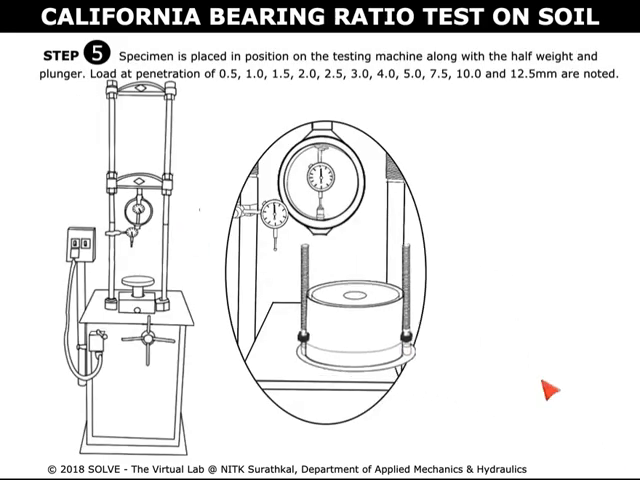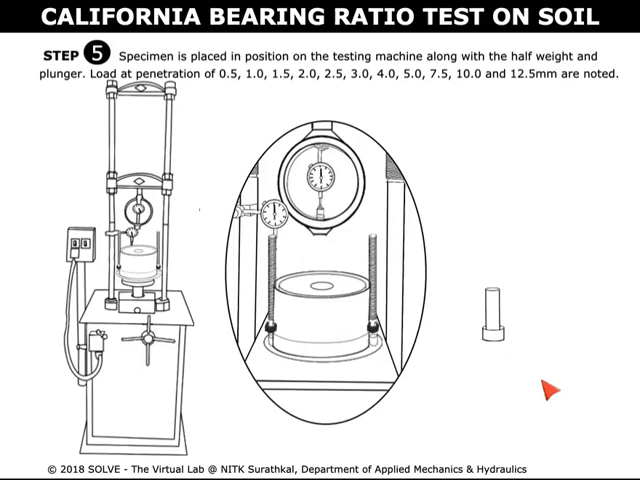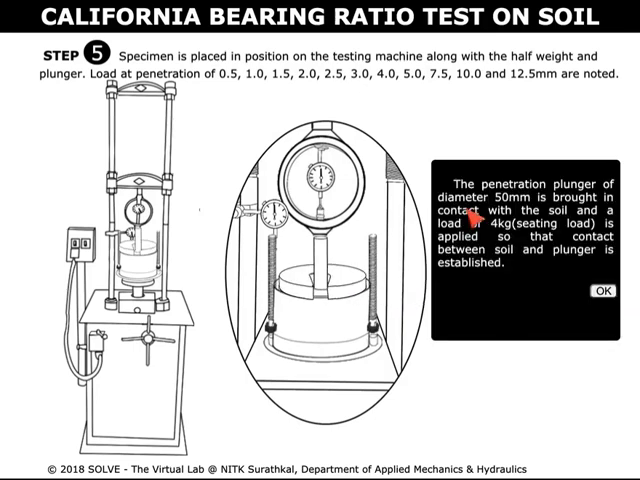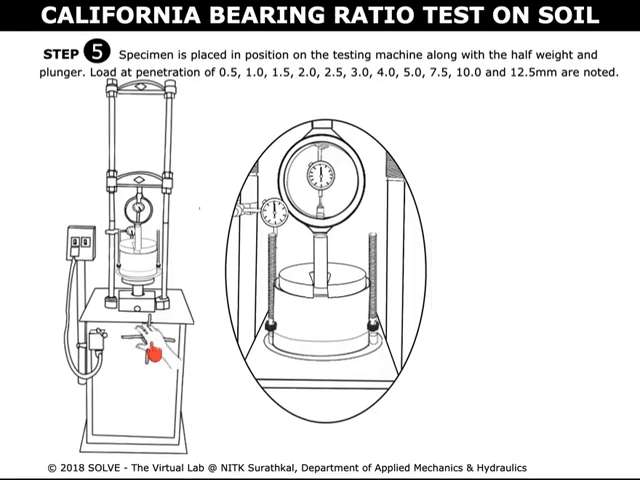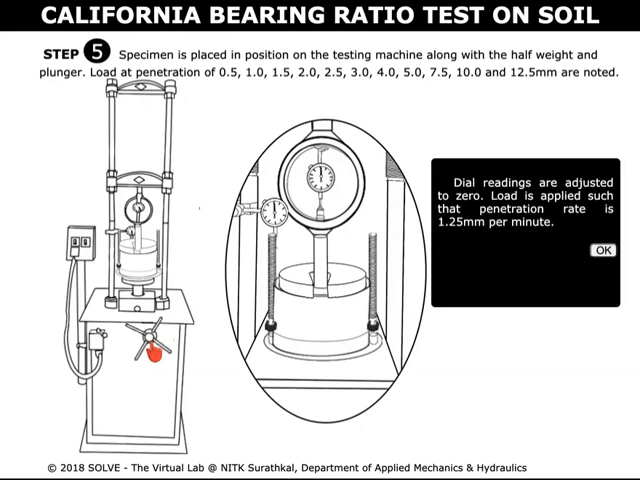Click on the specimen to place it in its position in the testing machine. Click on the plunger to place it in its position in the machine. Click on half weight to place it in its position. Read the instruction that appears here carefully and click on OK. Click here to apply the load at a penetration rate of 1.25 mm per minute. Read the instruction appearing here carefully.